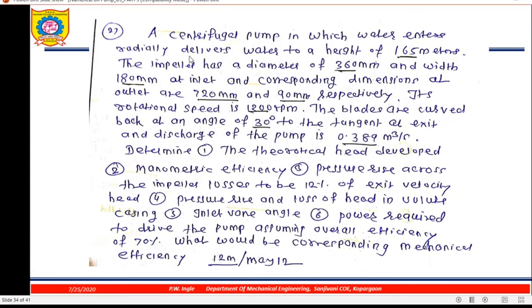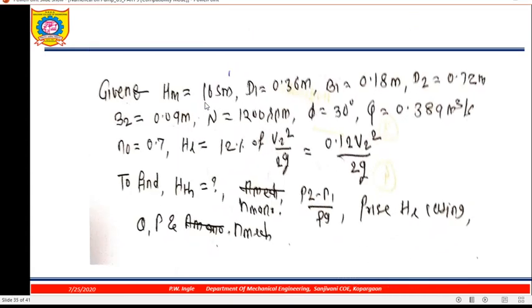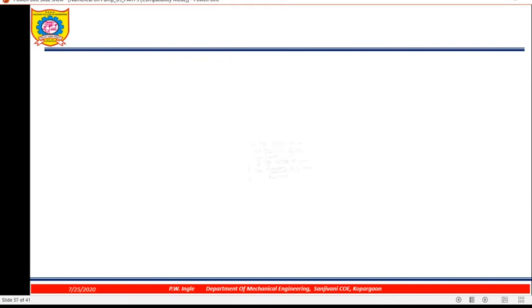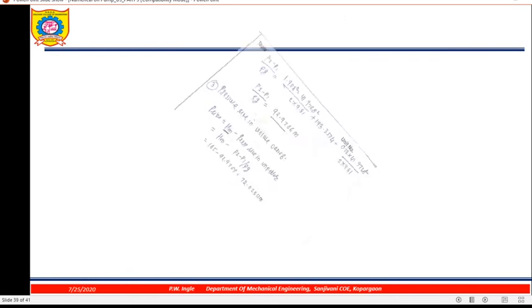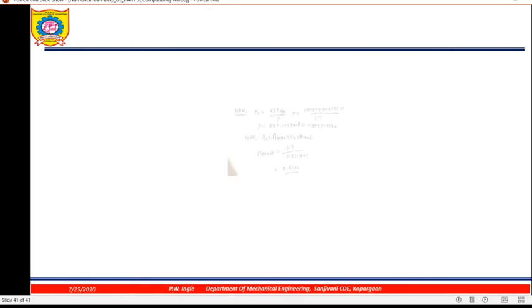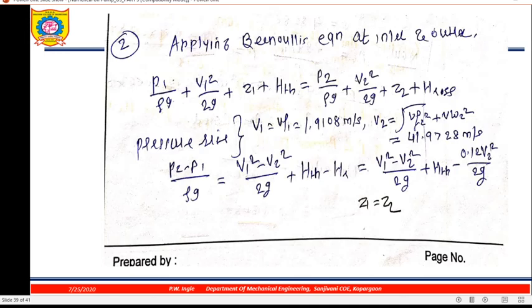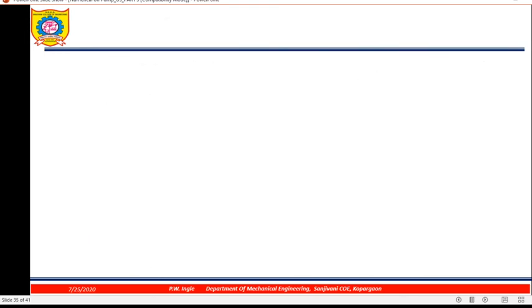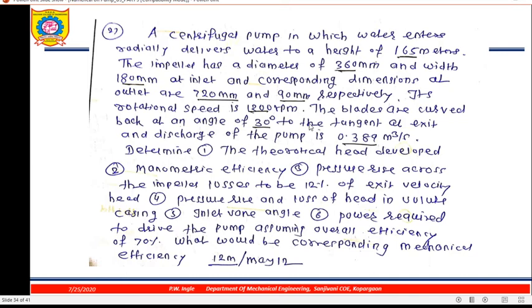Now next problem. Yes, so I read the statement of the problem. It is a lengthy one. It was asked for 12 marks. A centrifugal pump in which water enters radially delivers water to a height of 165 meter. Impeller has a diameter of 360 mm and width 180 mm at inlet, and corresponding dimensions at outlet are 720 mm and 90 mm respectively.